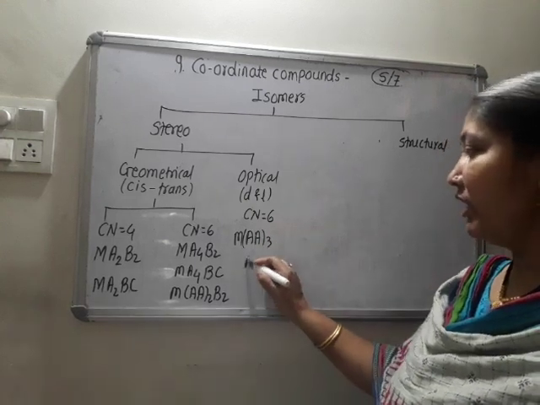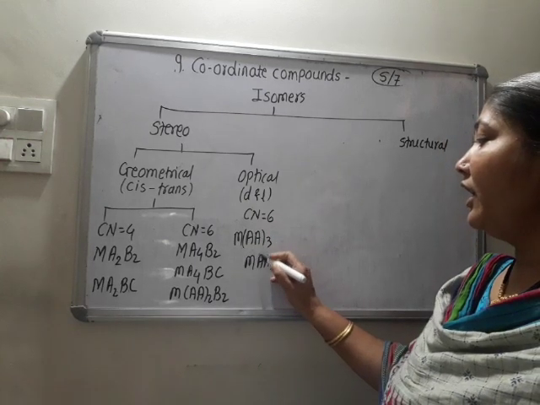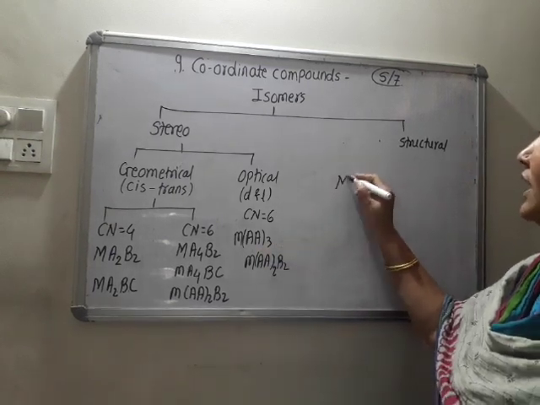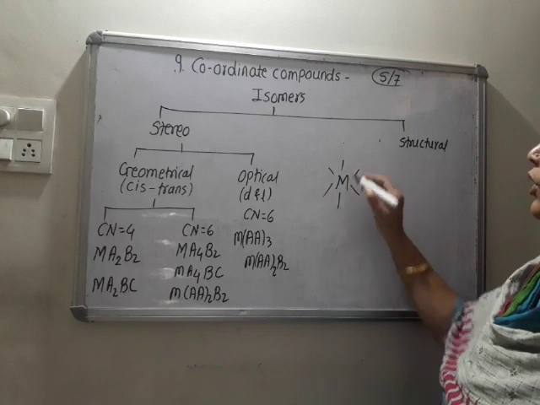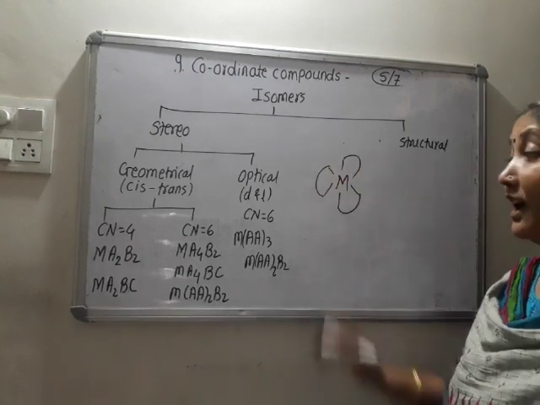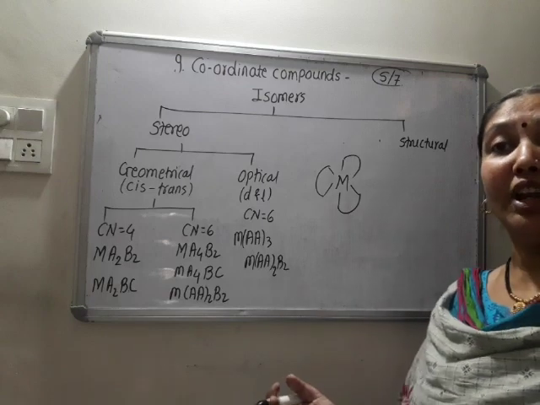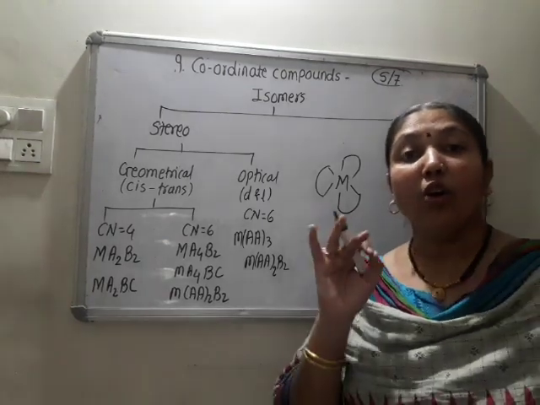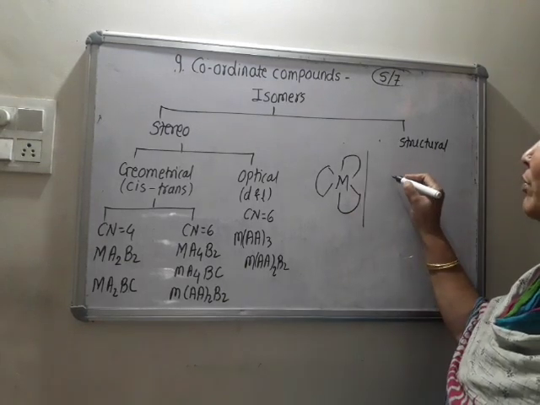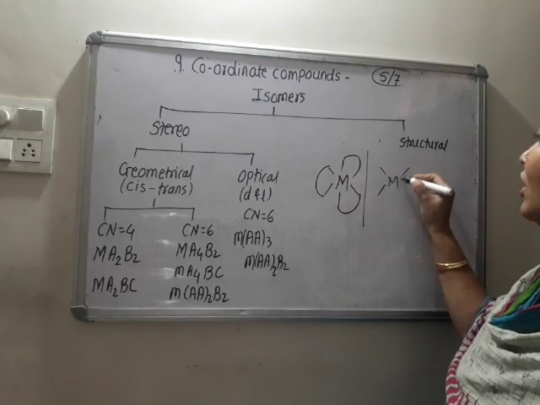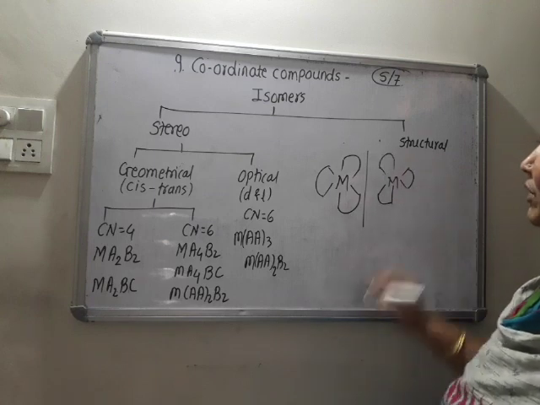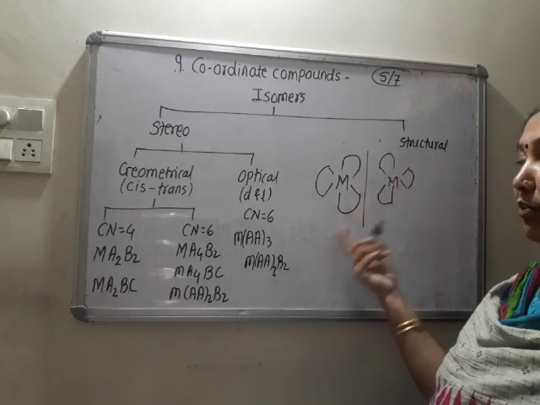MAA3, and the other one is MAA2B2. MAA3 means metal with three AA ligands. This is AA, right? And its mirror image. Optical isomers means non-identical, non-superimposable mirror images. See, this is the mirror image, cis form, mirror image.